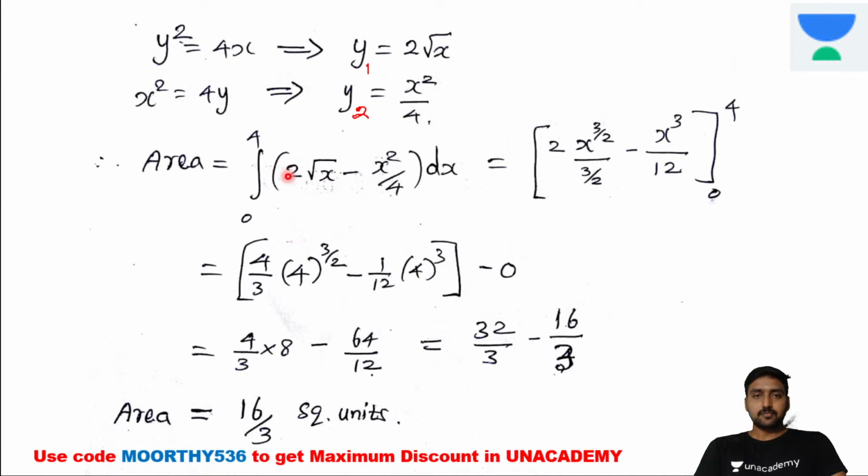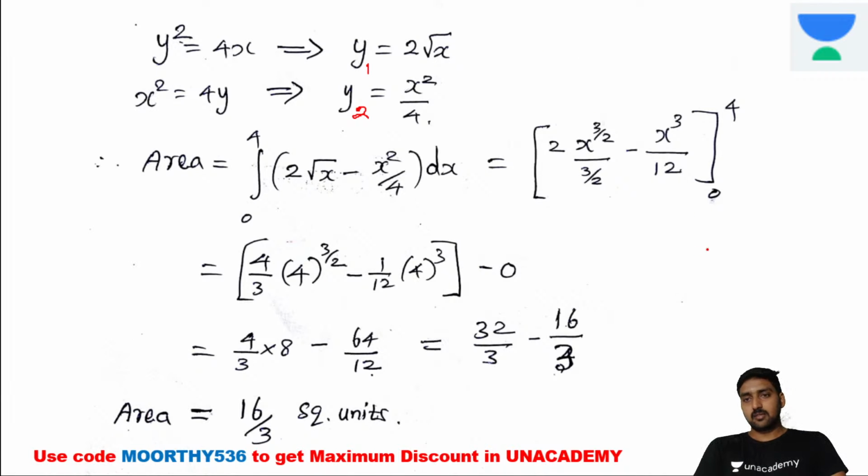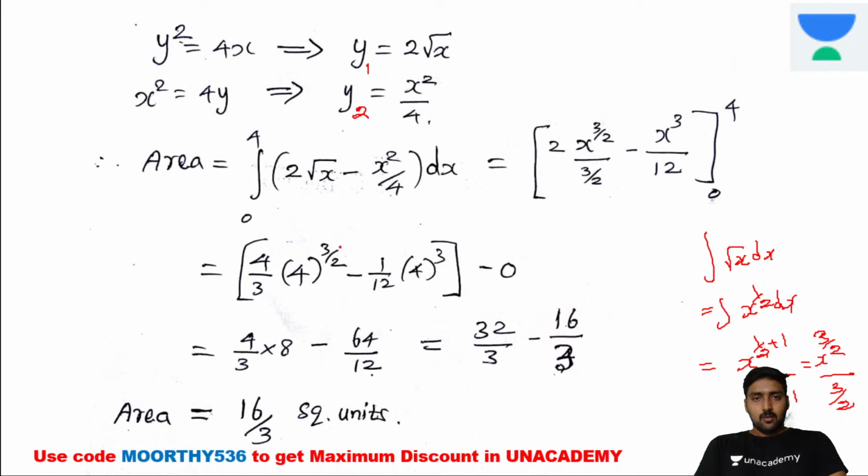Integral from 0 to 4, a to b, 2 root x minus x square divided by 4 into dx. Now the integration of root x is x power 3 divided by 2 divided by 3 divided by 2. In case you are having a doubt on this, I will explain it. The integration of root x into dx is the integral of x power 1 divided by 2 into dx, which is x power 1 divided by 2 plus 1, divided by 1 divided by 2 plus 1, which is x power 3 divided by 2 divided by 3 divided by 2. Is it clear?